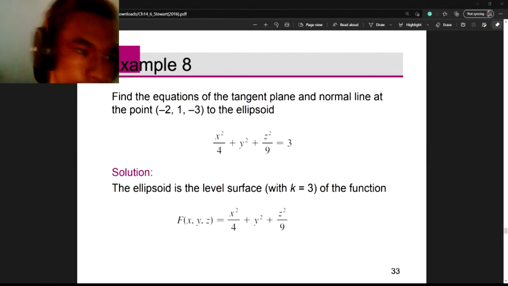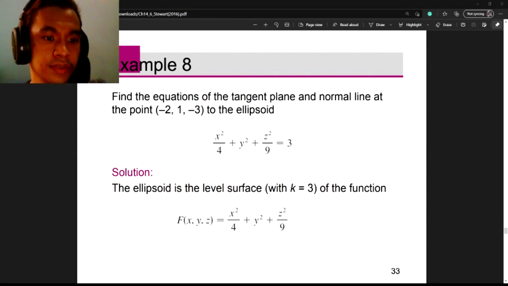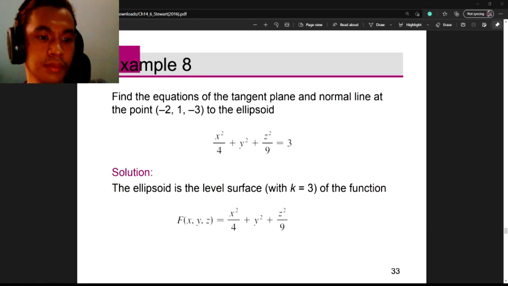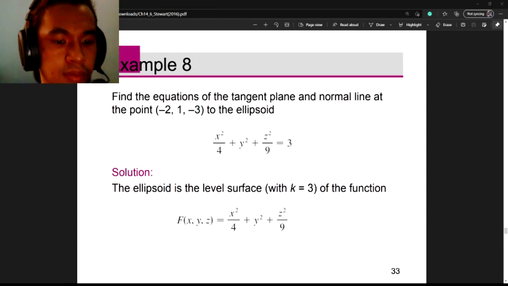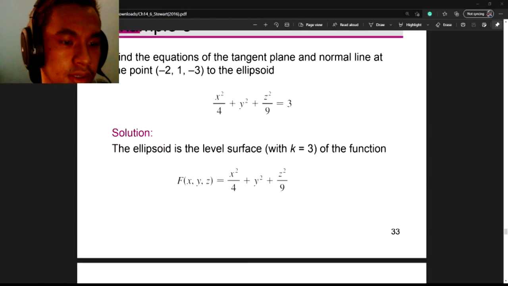Now I'm going to explain about the tangent plane to a level surface. We have one example here. Find the equation of the tangent plane and normal line at the point (-2, 1, -3) to the ellipsoid, and the equation is here. We see the ellipsoid is the level surface with k equals 3 of the function.